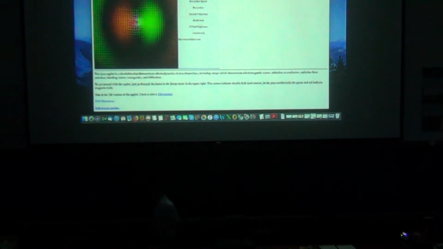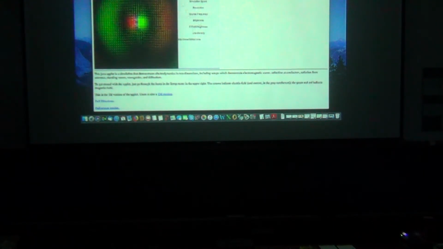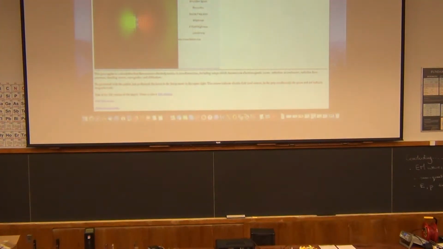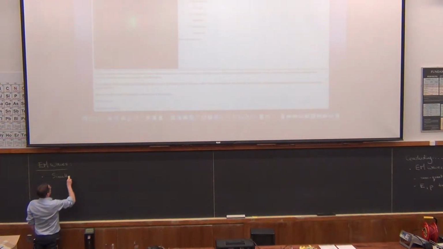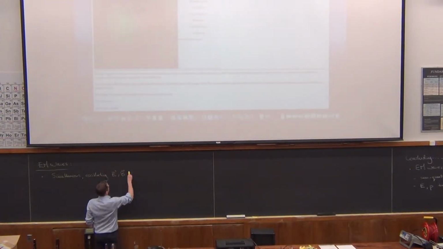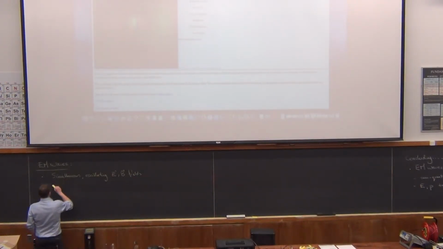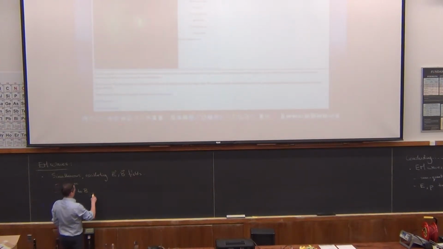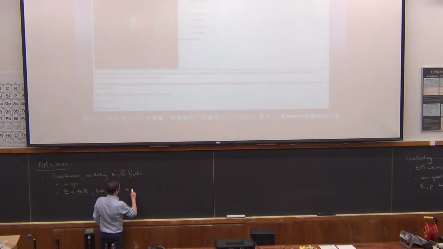So, let's see what I want to do. I'm going to raise the light level for a moment, and just remind you of what we've learned about electromagnetic waves. And then I'm going to show you a demonstration that has to do with this. Simultaneous oscillating E and B fields. So they are in sync. E is perpendicular to B, and both are perpendicular to the direction of wave travel.